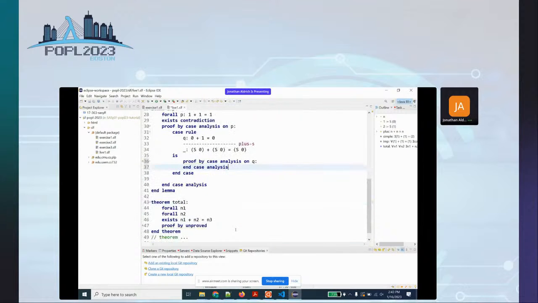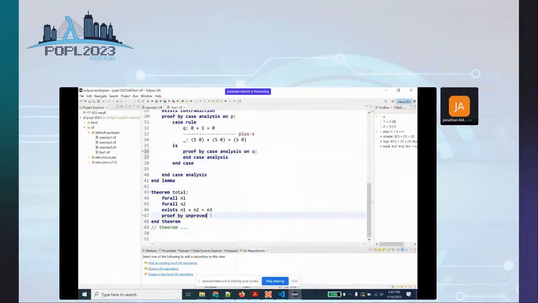So we've proved that. Let's look at proving totality. How are we going to prove that? Hint, we have to use induction. Okay, so we're going to use induction on n.